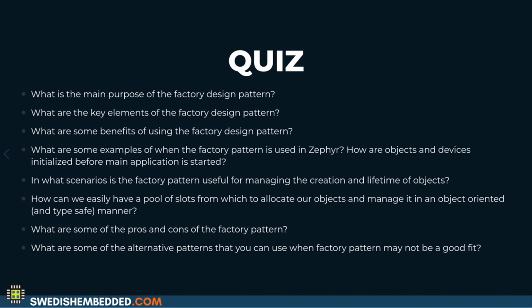What are some examples of when the factory pattern is being used in Zephyr? So we have looked at one example, which is the initialization of devices from the device tree. Another example is the memory pools. Another example is the network devices. What are some other examples? Can you find some other examples? In what scenarios is the factory pattern useful for managing creation and lifetime of objects? So when would you use the factory pattern to actually centrally manage the creation and lifetime of objects?